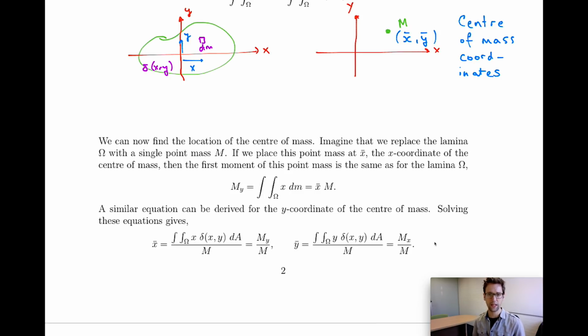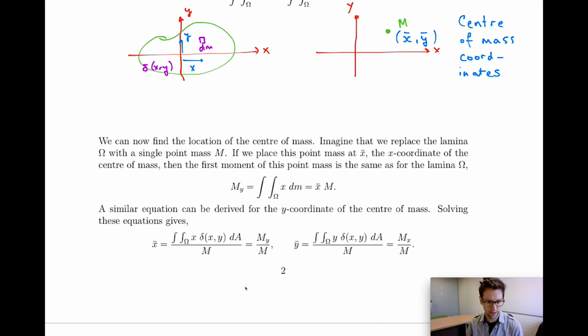Again, we're basically asking, if I could replace this whole object with a single point mass located at a distance x bar from the y-axis and a distance y bar from the x-axis, what is the value of x bar and what is the value of y bar that would give me the same first moments as this object, the same lever force?